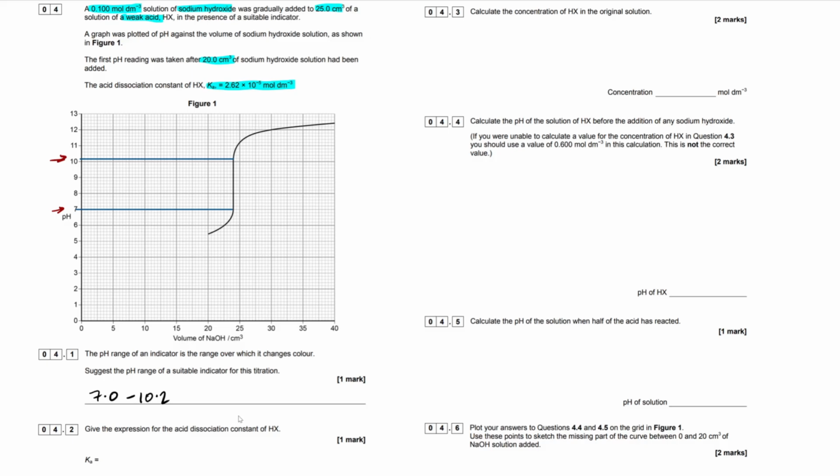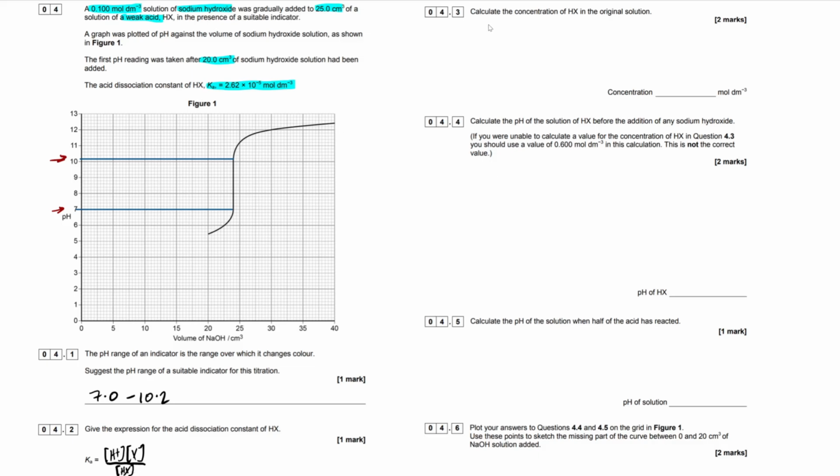Next question, 4.2. Give the expression for the acid dissociation constant of HX, okay? So sometimes you'll see this as HA, sometimes they'll give you an actual acid value, for example, ethanoic acid as our acid. But in this case, it's HX, so that I'm going to adapt right here and put the expression on the page. Easy one mark, okay? Hopefully all of you guys are okay with this. So H plus X minus over HX. Easy as that, okay? One mark right there.